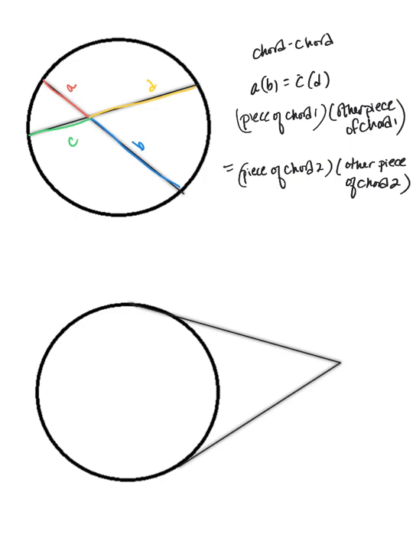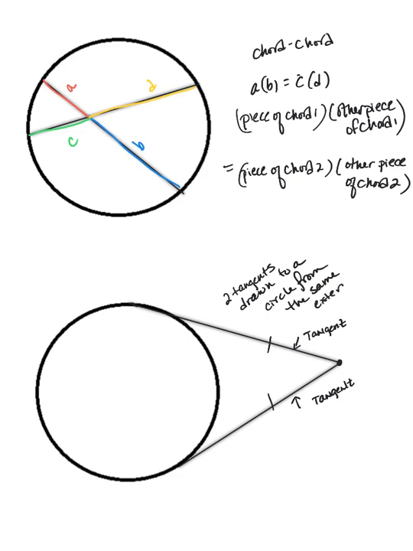All right, so in the bottom picture, we have 2 tangents, right? So what you need to memorize about this is that when you have 2 tangents drawn to a circle from the same external point, here's the external point, those tangents will be congruent. So 2 tangents drawn to a circle from the same exterior point are congruent.